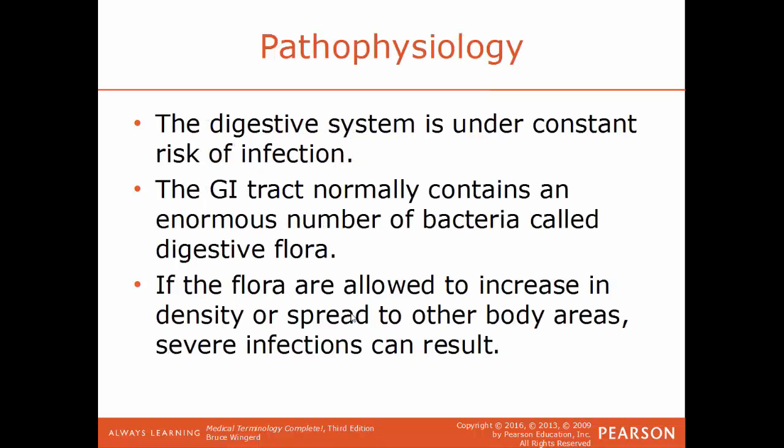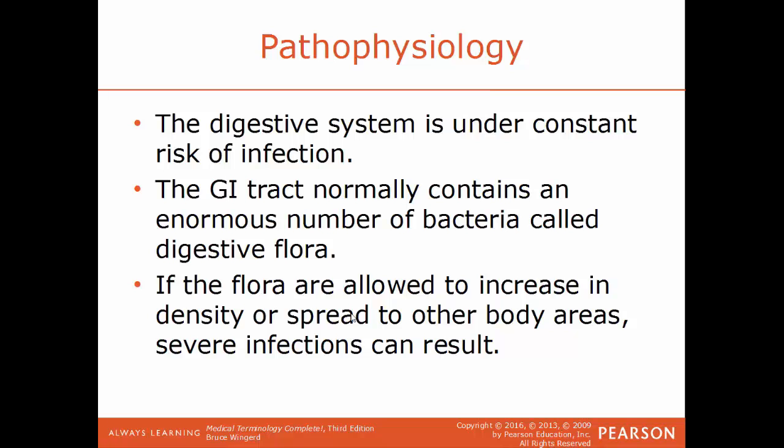Alright, now we'll talk about some pathophysiology with the system. Now, the digestive system is under a constant risk of infection, basically because the entire GI tract is one long open tube to the external environment. So from your mouth down to the esophagus, to the stomach, the intestines, all the way out through the rectum, is all one continuous open space. So it is under a constant risk of infection.